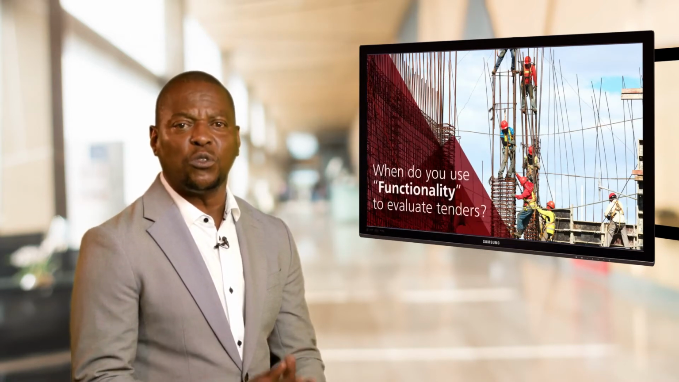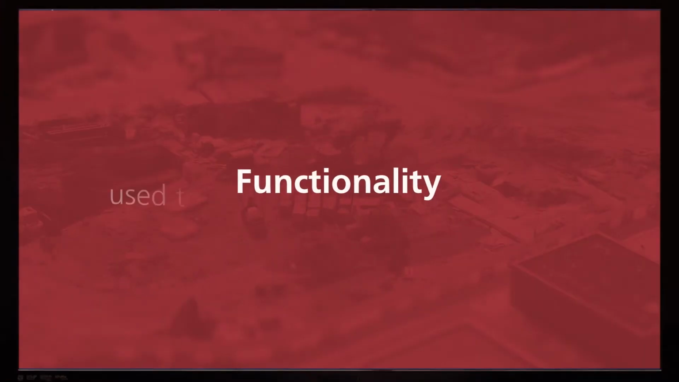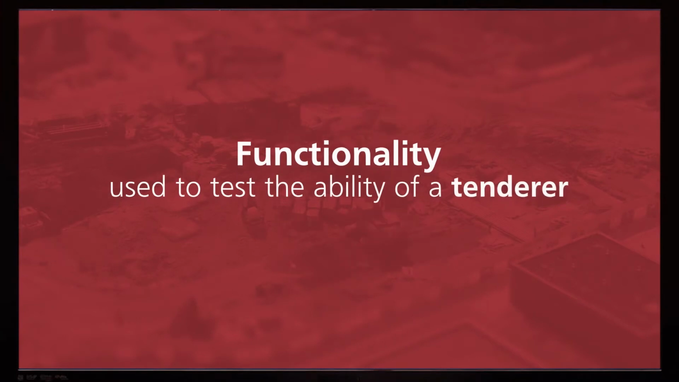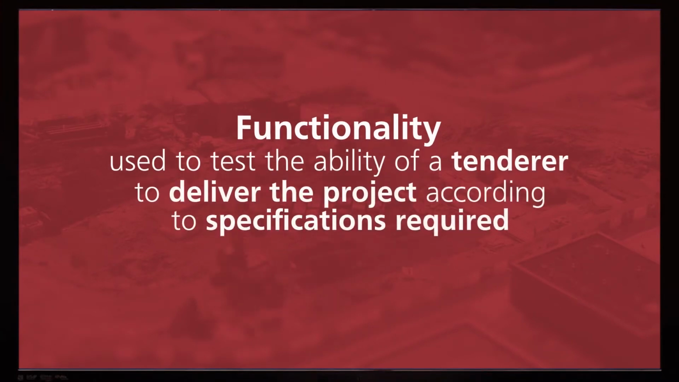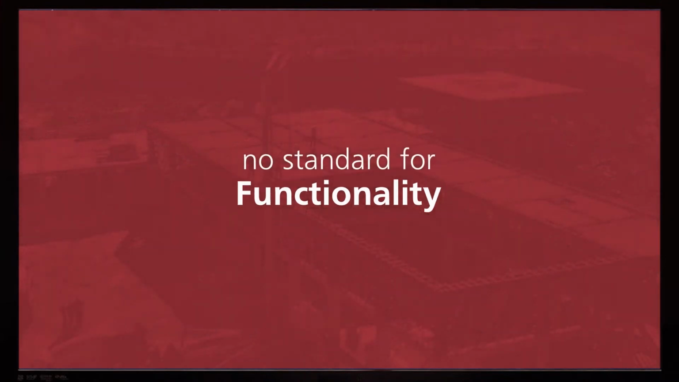When do you use functionality to evaluate tenders? Functionality is used to test the ability of a tenderer to deliver the project according to the specifications required. In other words, can the contractor do the job? There is no standard for functionality. It is unique to the specific project.